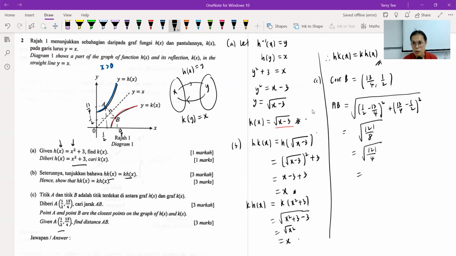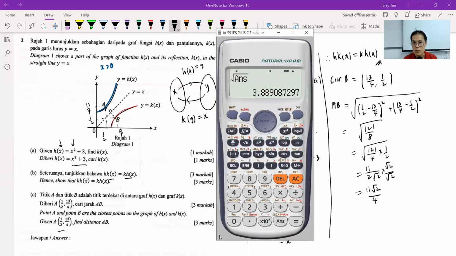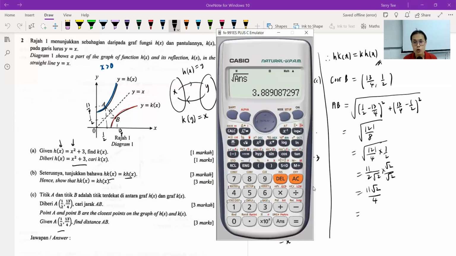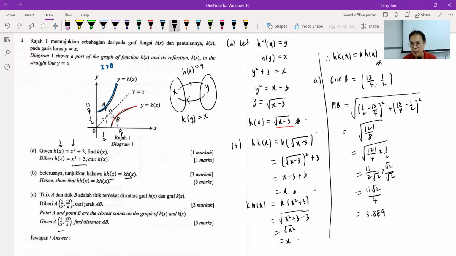121 over 4 times 2. This is 11 over 2 surd 2. Sorry, this is 1 over 2, right? So 11 over 2 surd 2. You rationalize it, it will be 11 surd 2 over 4. Now, it's okay to leave it in surd form. If not, you can just change to decimal. If you want your life to be easier, just change to decimal because the question didn't state that you had to give it in any particular form. So 3.889 units. That's the distance between point A and B.